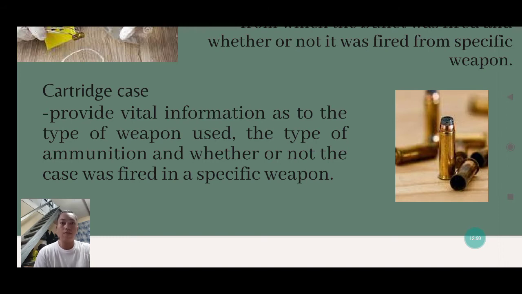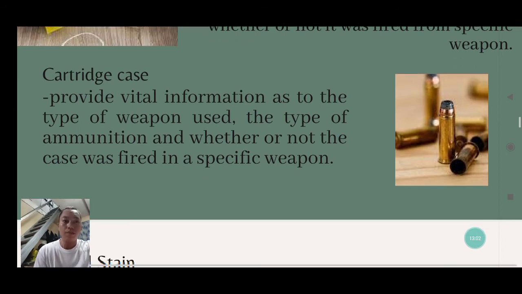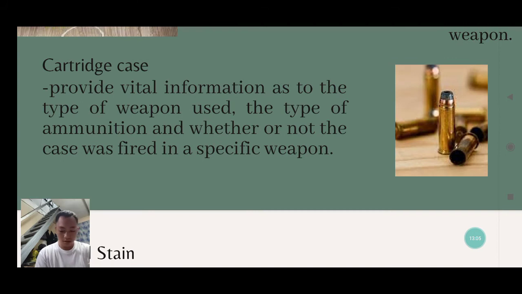Cartridge case. It provides vital information as to the type of weapon used, the type of ammunition, and whether or not the case was fired in a specific weapon. Collection of cartridge case. A. Handle cartridge cases so as not to add scratches or marks. Next, wrap each separately to prevent damage. And next, be sure to note the specific location in which each was found.